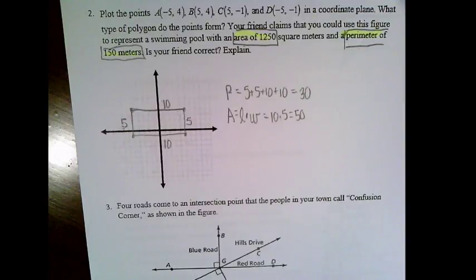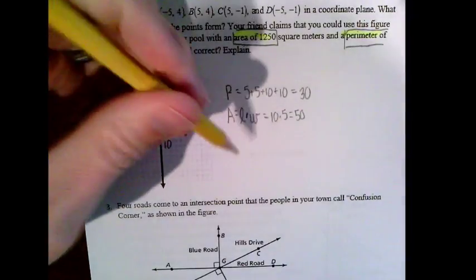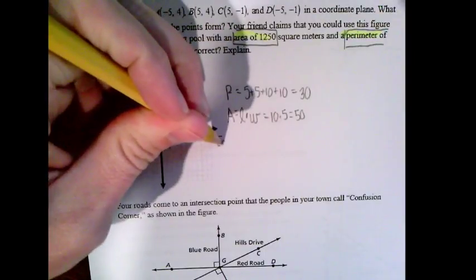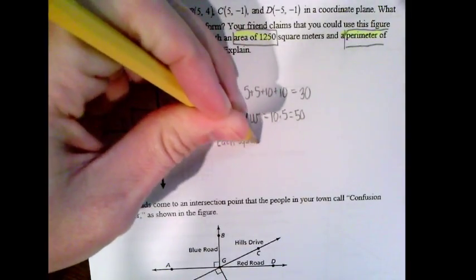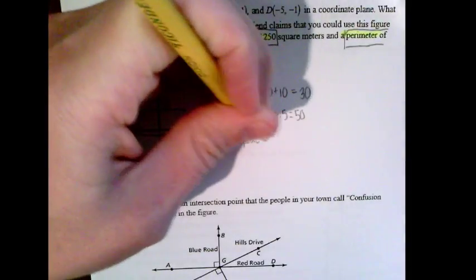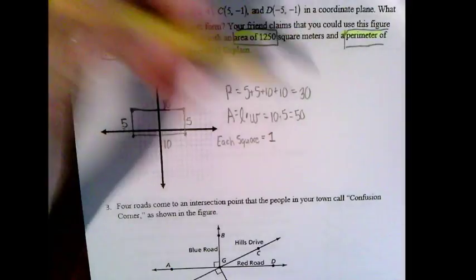Okay. Looking there. Yes. So your friend's not necessarily wrong right now. They technically could be right, because right now we're saying that each square is equal to 1 meter.